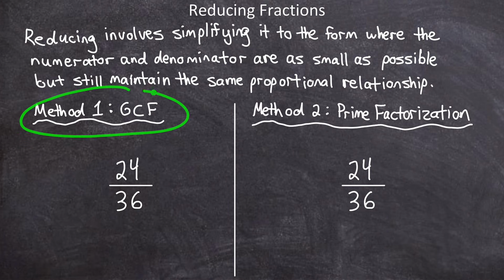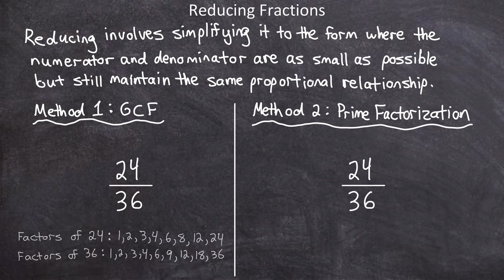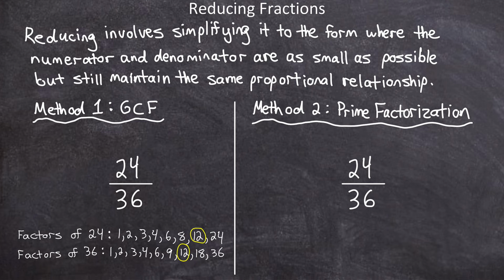Let's start with method 1, the greatest common factor method. For this method, we just have to divide both the numerator and denominator by the biggest factor that they have in common. So let's make lists of the factors of both 24 and 36. In those 2 lists, we find the biggest number that they have in common. 12 is the biggest number that divides evenly into both 24 and 36. So we divide both the numerator and denominator by 12.